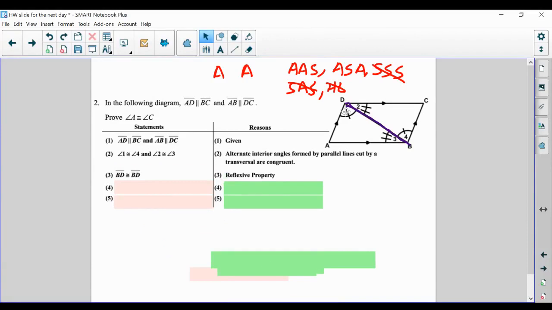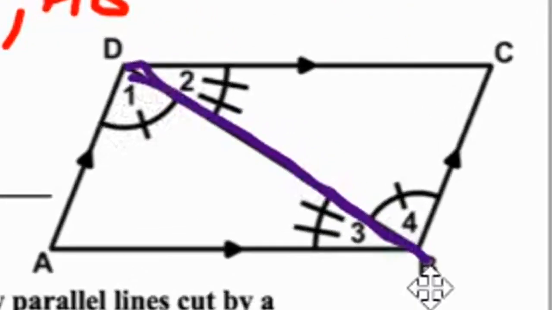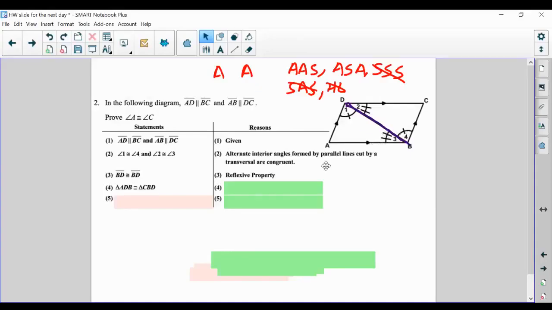We prove those two triangles are congruent, the bottom triangle and the top triangle. And what is the reason that those two triangles are congruent? Is it angle-angle-side, or angle-side-angle? Let's go back here. Angle 1 is an angle, BD is a side, and angle 3 is an angle. Angle 1 is congruent with angle 4. Angle 2 is congruent with angle 3. BD is equal to BD. Angle, side, angle.